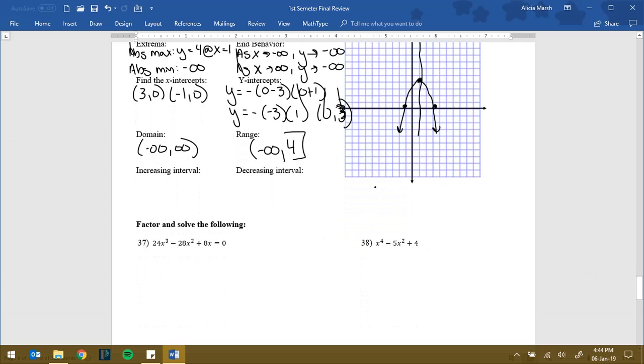Increasing interval. We are going up from negative infinity to 1, it looks like. It's where we're increasing. And then we're decreasing on the other half. So 1 to infinity.